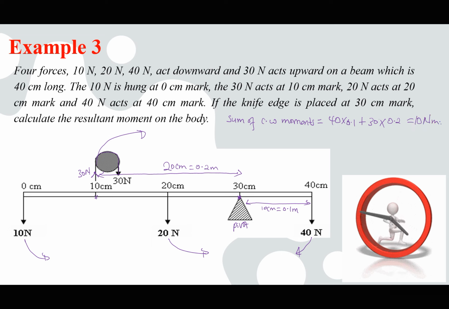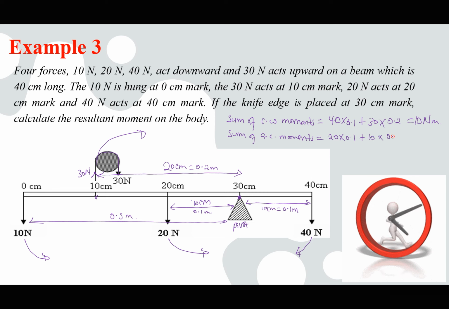So the sum of clockwise moments is going to be 10 newton meters. Then the sum of anticlockwise moments, we have 20 times this distance here, which is 30 minus 20, which is 10 centimeters. That is 0.1 meters. And then we have 10 newtons times the perpendicular distance, which is 30 centimeters, which is 0.3 meters. So the sum of anticlockwise moments is going to be 20 times 0.1 plus 10 times 0.3, which gives us 5 newton meters.